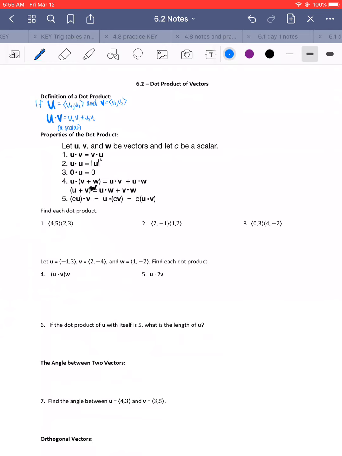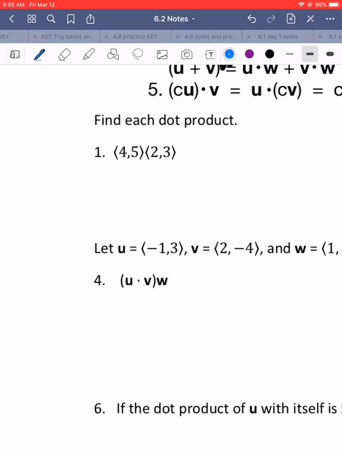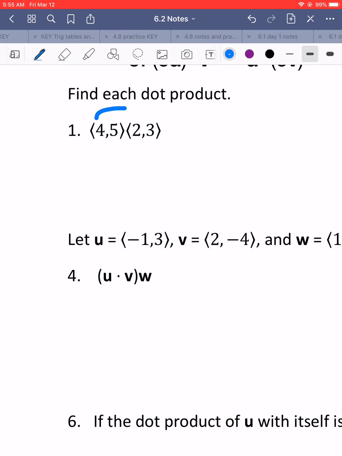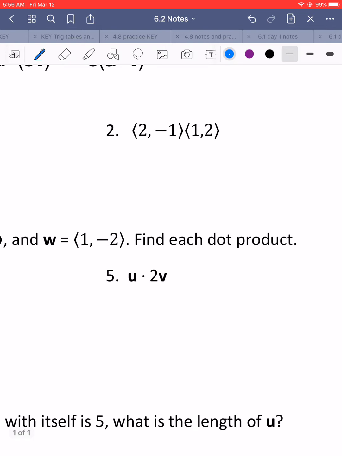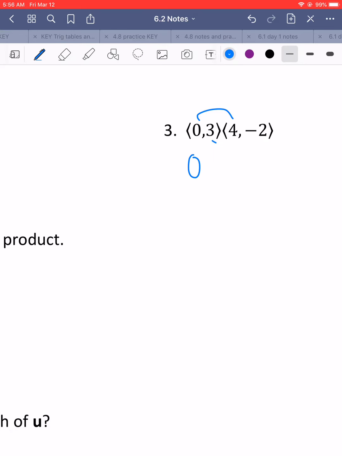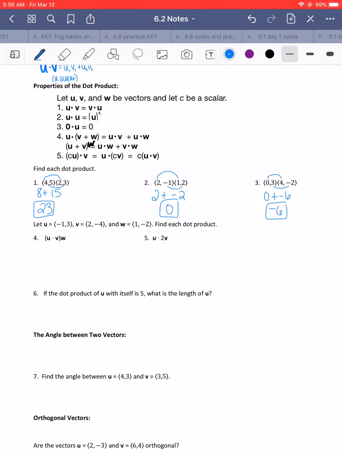I'm going to ask you to find the dot product of each of these. I'm going to work through number 1, then I would say pause it, try the next 2, and then check in with what I get. So I'm going to do 4 times 2, which is 8, 5 times 3, which is 15, and then I'm adding them. And I get 23. Go ahead and pause now and try 2 and 3. So I got 0 and -6 for those respectively.